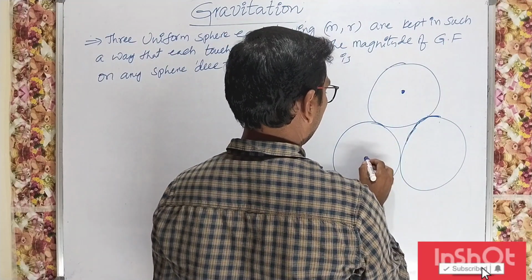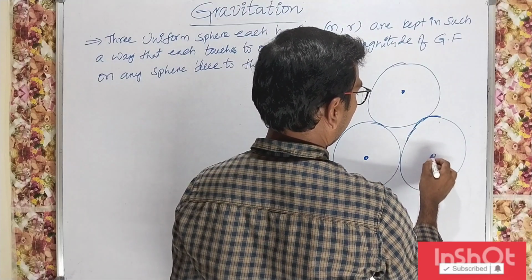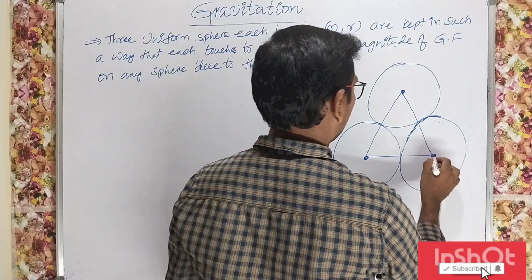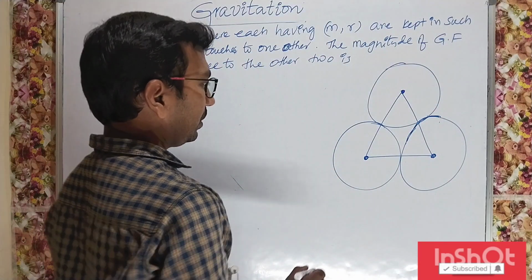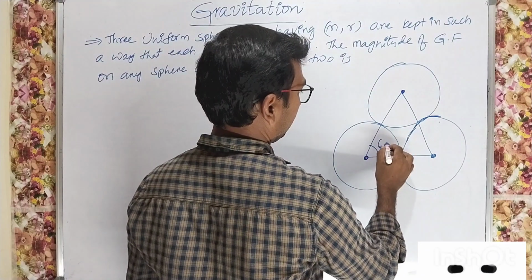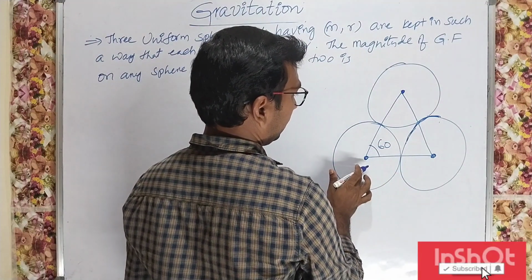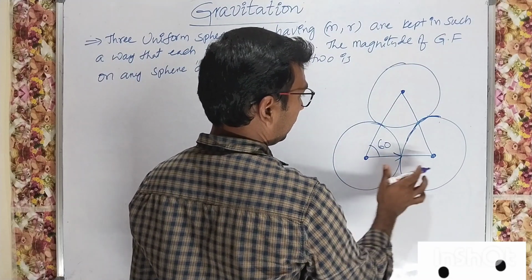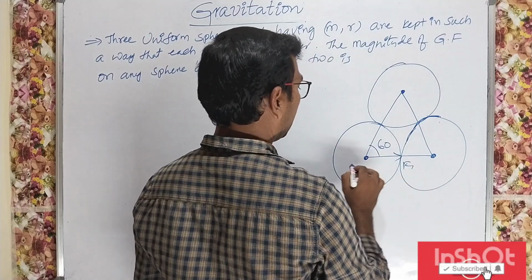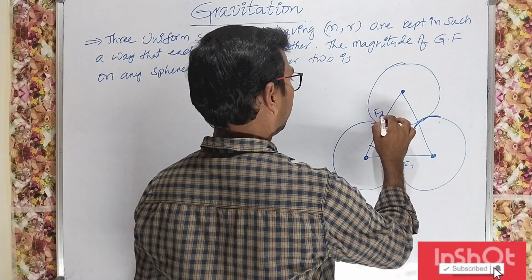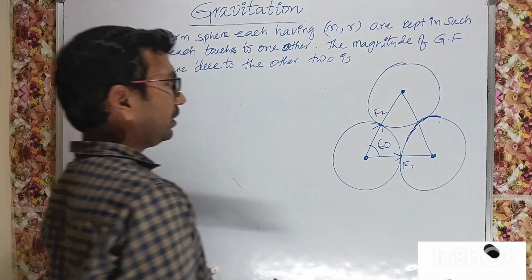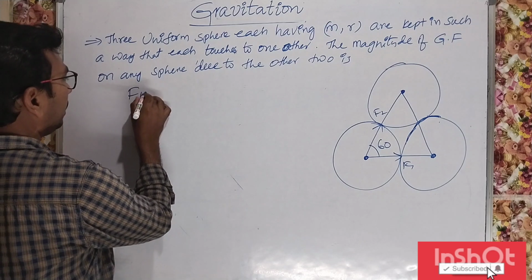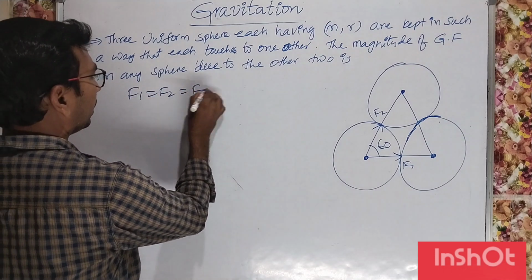This is the mass of this body, this is the mass, center to center. So these three form an equilateral triangle, so each angle is 60. So due to this sphere, what about the other two forces, you can find out. Due to this sphere I will consider F1 force, due to this sphere I will consider this F2. These three form an equilateral triangle. So F1 is equal to F2 is equal to F, I will consider.